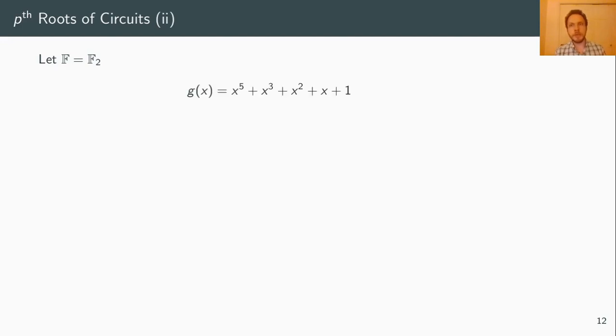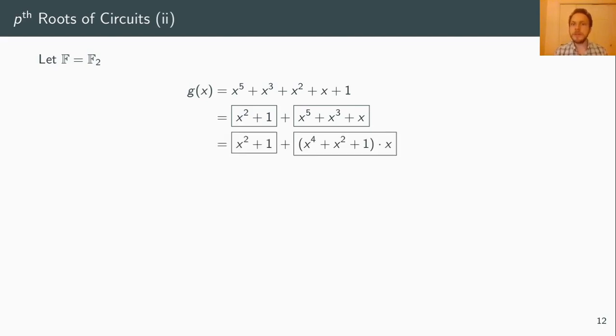So suppose I have some univariate polynomial g, say this one. What I'm going to do is I'm going to take this polynomial and I'm going to group the powers of x by whether they're even or odd. So on the left, we have the powers of x which are even, and on the right, we have the powers of x which are odd. Now all the odd powers of x are divisible by x, so let's go ahead and factor that out.